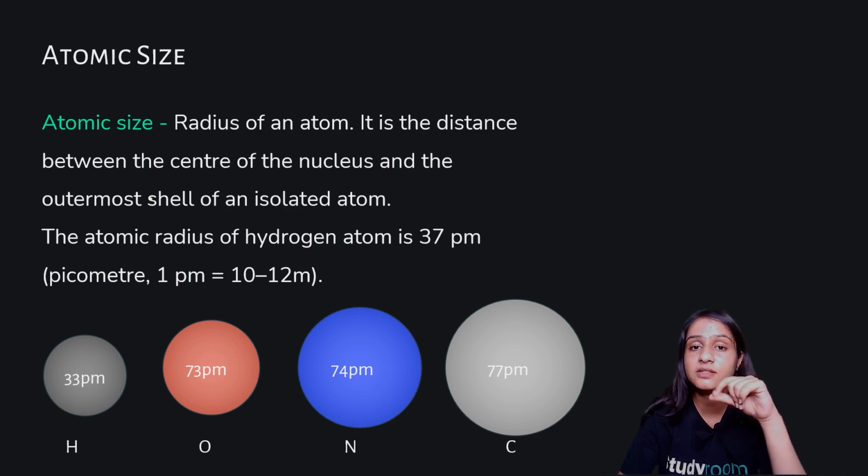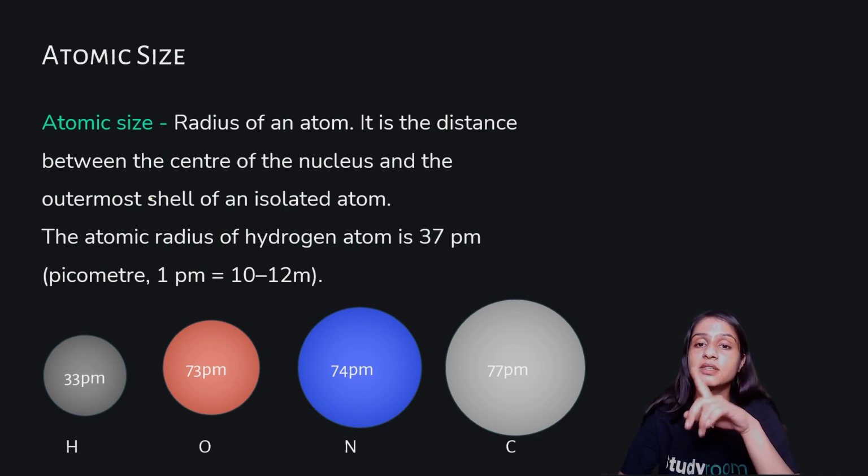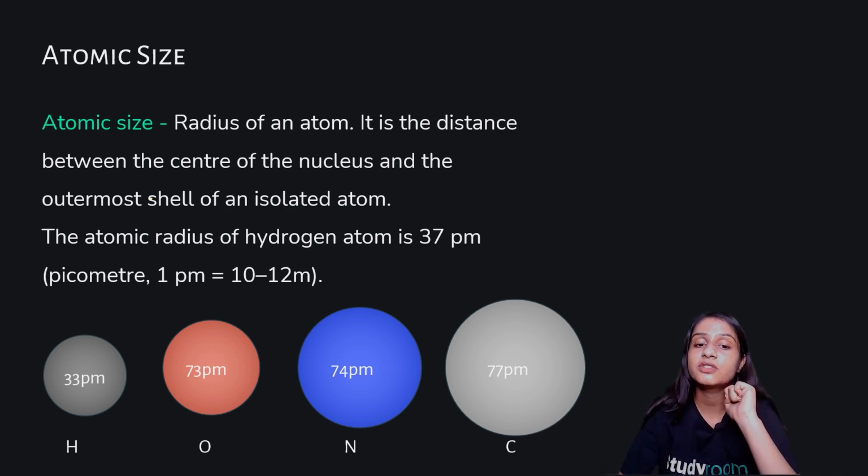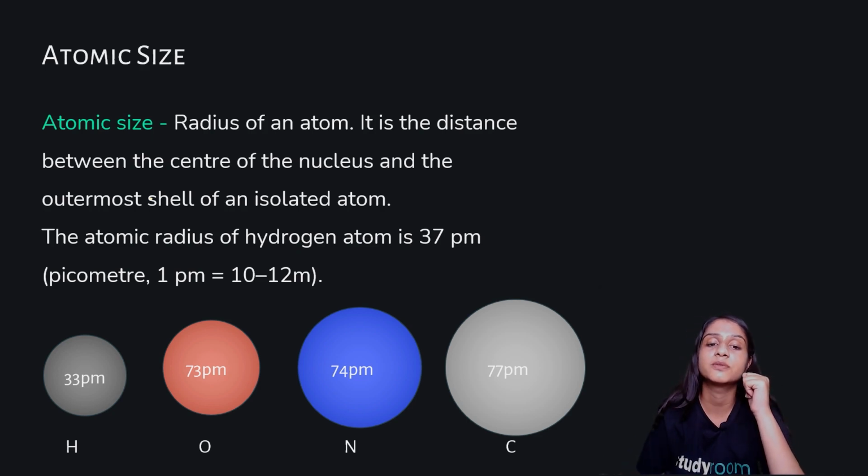So atomic size, radius of an atom, it is the distance between the center of the nucleus and the outermost shell of an isolated atom. The atomic radius of hydrogen atom is 37 picometer. Picometer is 10 raised to the power minus 12 meter.